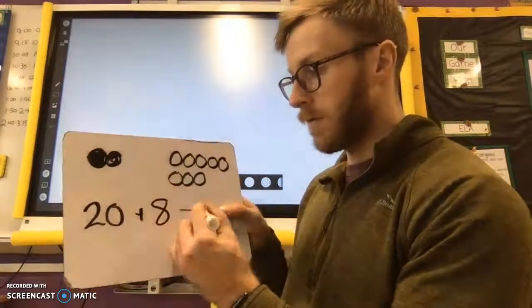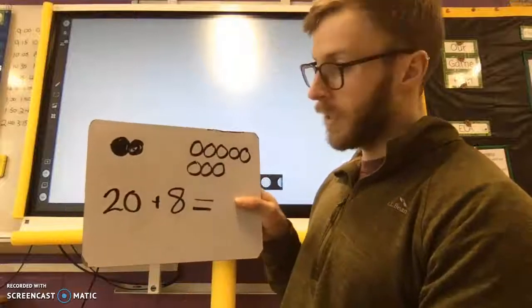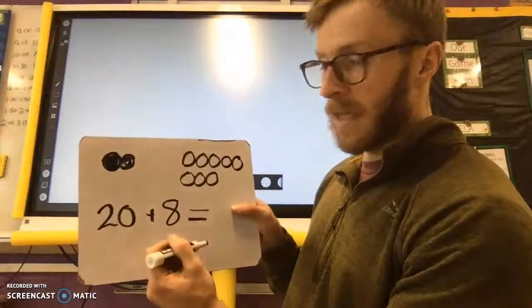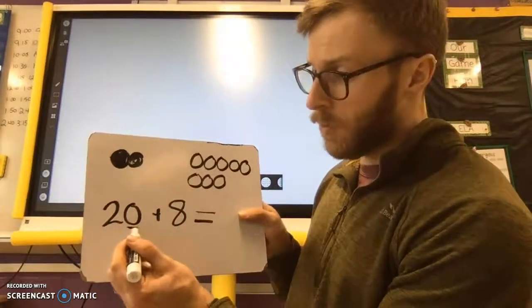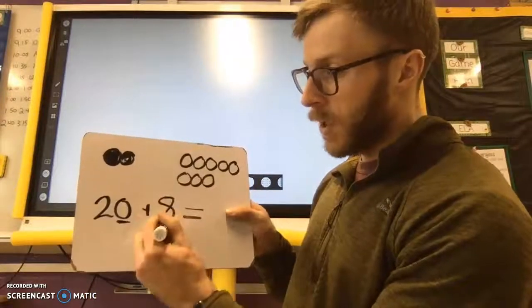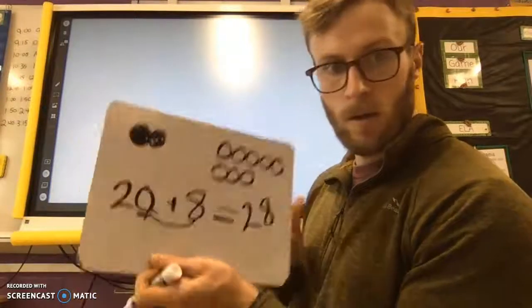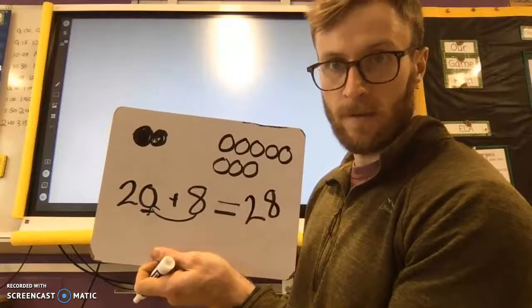Plus 1, 2, 3, 4, 5, 6, 7, 8. 8 ones. All right, now we need to add 20 and 8. I see that 8 isn't even a group of 10, so it's going to be adding ones, and we have 0 ones over here. So I'm going to cover up my 0 and put the 8 there. So 2 and 8. 28.